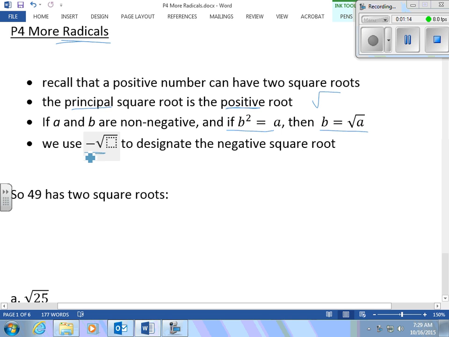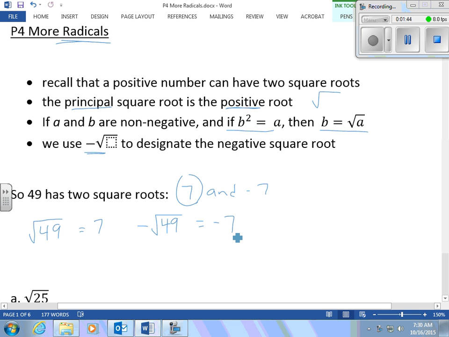So if we think about 49, it has two square roots, 7 and -7. 7 is the principal square root, and if we use this symbol to talk about the square root of 49, we're really only talking about positive 7. So if we want to talk about the negative root as well, we put a negative sign in front of the radical. The negative root of 49 is -7.